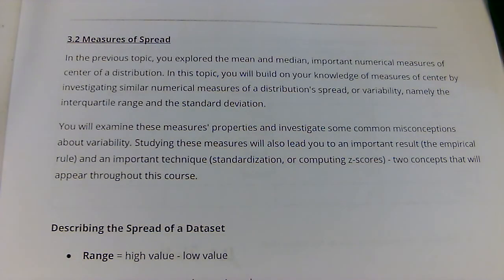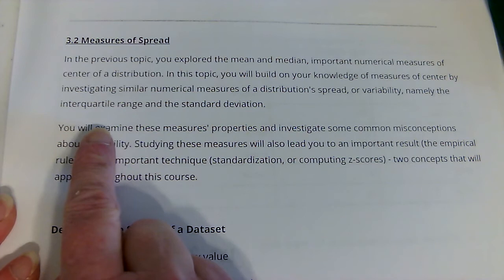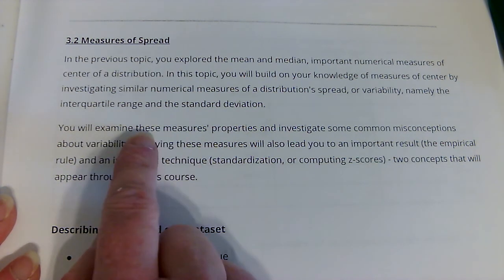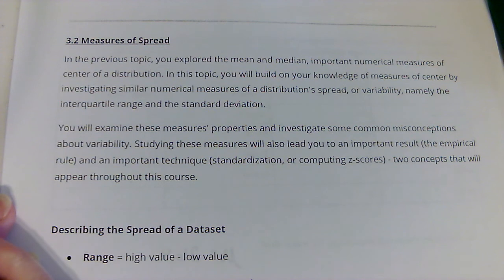In the previous lesson, we talked about measures of center, and mainly we focused on mean and median. Now we're going to talk about how we can discuss how the data is spread out, how it varies. We're going to start with the two main ones, interquartile range and standard deviation. We're going to be looking at the properties of each and some misconceptions about variability.